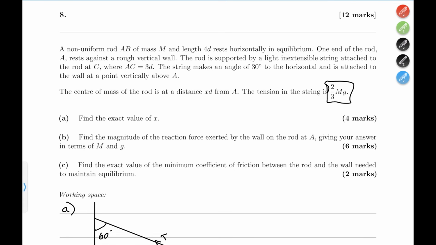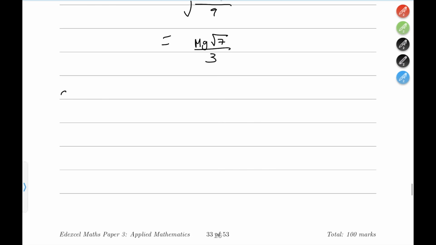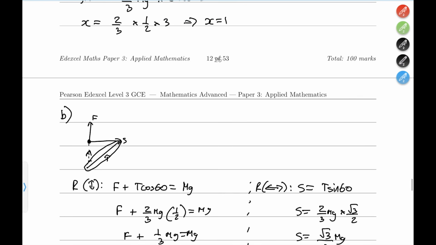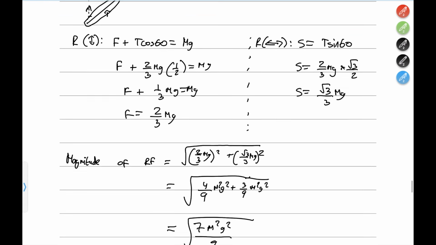Find the exact value of the minimum coefficient of friction between the rod and the wall needed to maintain equilibrium. So we've taken F. So F is our friction. Okay. And we calculated F is equal to 2 over 3 mg.